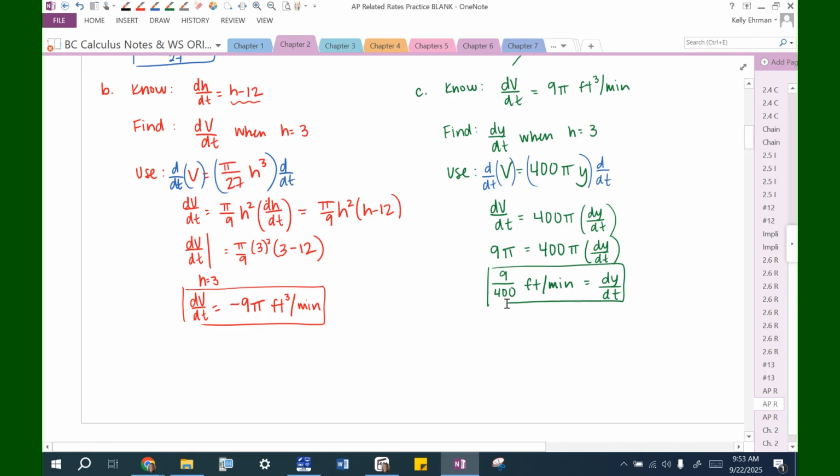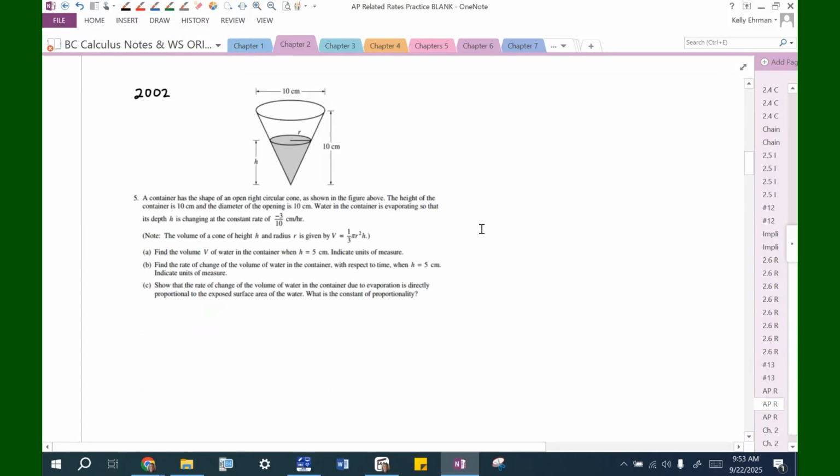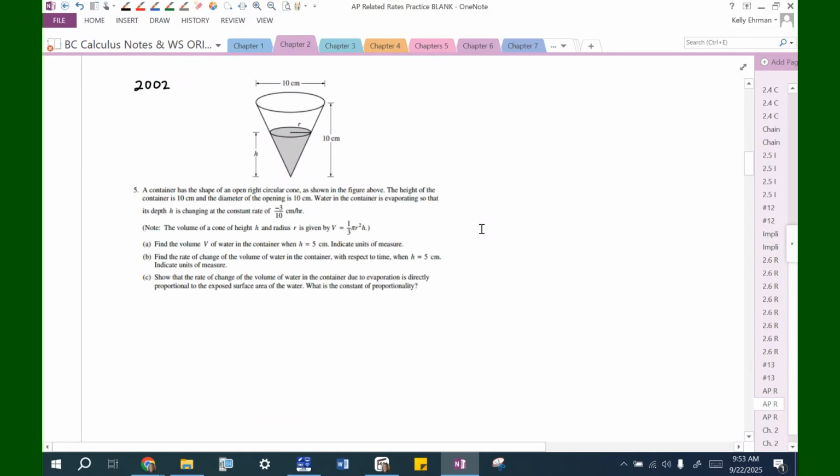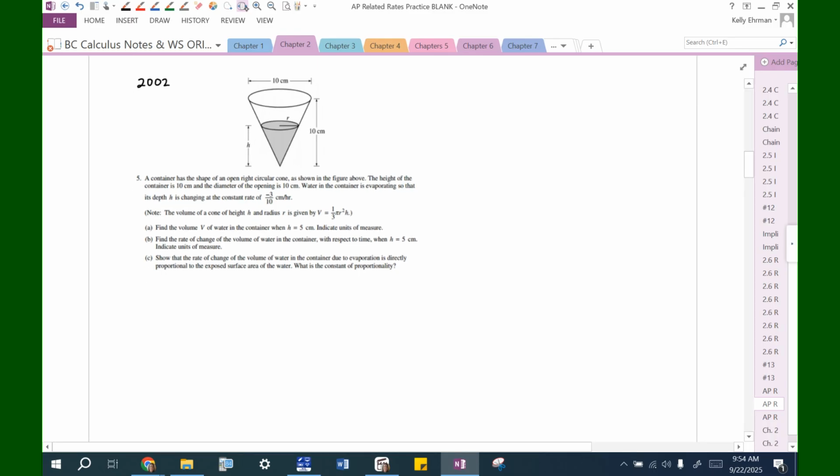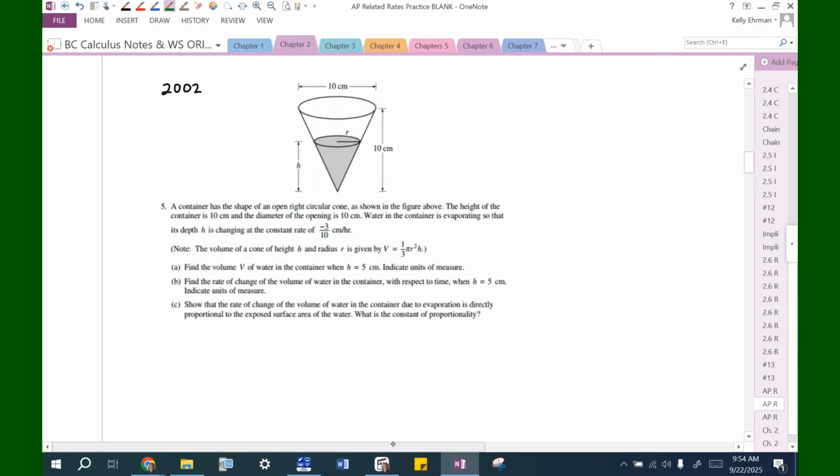All right, let's take a look at the second problem. This one's from 2002. The reason I put this on here is it's kind of nice for you to Google the scoring guidelines and see what you are getting points for, what you have to write, what they are looking for on these. I'm not going to take the time to do that now, but you're welcome to.